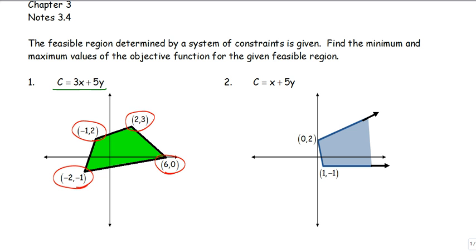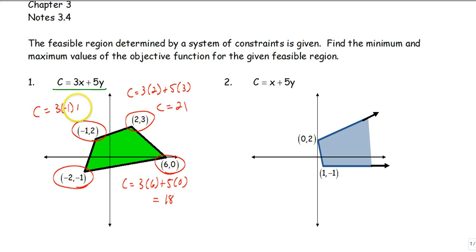For this point here, C is equal to 3 times 2 plus 5 times 3. So the cost, or the C value here, is 21. Down here, C is equal to 3 times 6 plus 5 times 0, which is 18. Over here, 3 times negative 1 plus 5 times 2. It's negative 3 plus 10, so we get 7. And down here, we have 3 times negative 2 plus 5 times negative 1. So you get negative 6, negative 5, which is equal to negative 11.